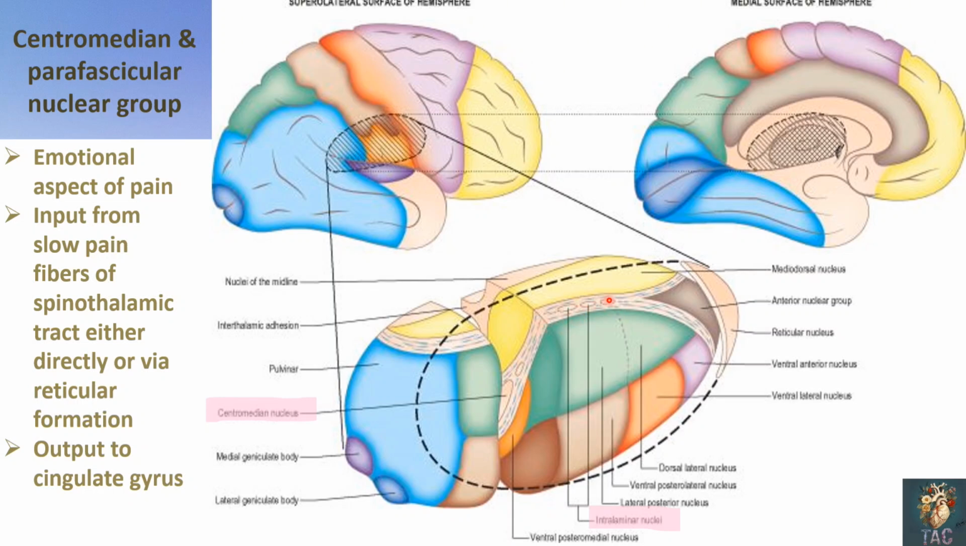These fibers either come directly to the intralaminar nuclei, both the centromedian and the parafascicular nuclei, or they first relay in the reticular formation, and from there they enter into the centromedian and parafascicular nuclei. From the area of these two nuclei, the sensations then go to the cingulate gyrus. So again, this area is related to the emotional aspects of pain. The slow pain fibers are coming to the parafascicular and centromedian nuclei. Here is the centromedian and here is the parafascicular nuclear group. So this information is modified and then sent to the cingulate gyrus.